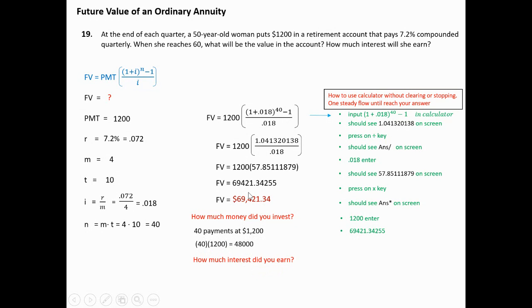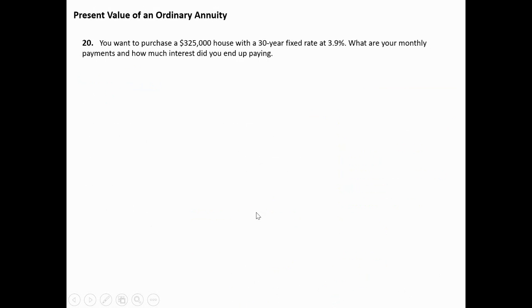But this is how much money you got. So that means that you earned a lot of extra money, because this was the value in the account after the 10 years, but this is really how much you put in out of your pocket. So if you notice, you earned $21,421.34 in those 10 years, which is not bad at all. So this is the amount of money after 10 years, which is $69,421.34, and this is how much money you earned in interest, $21,421.34.